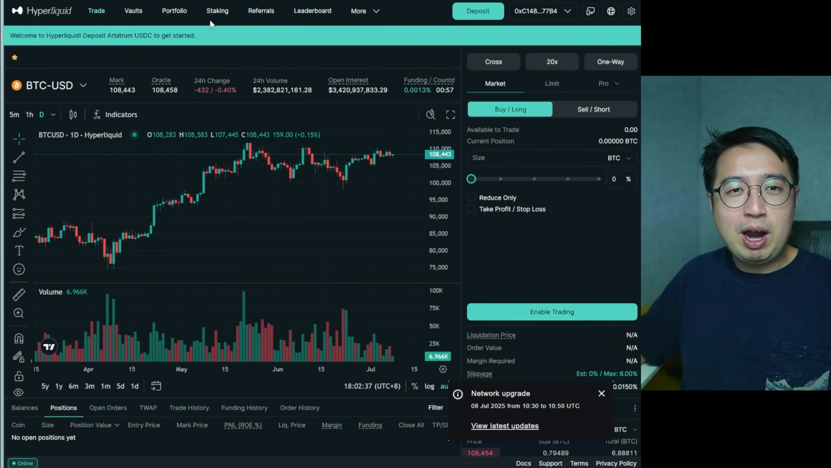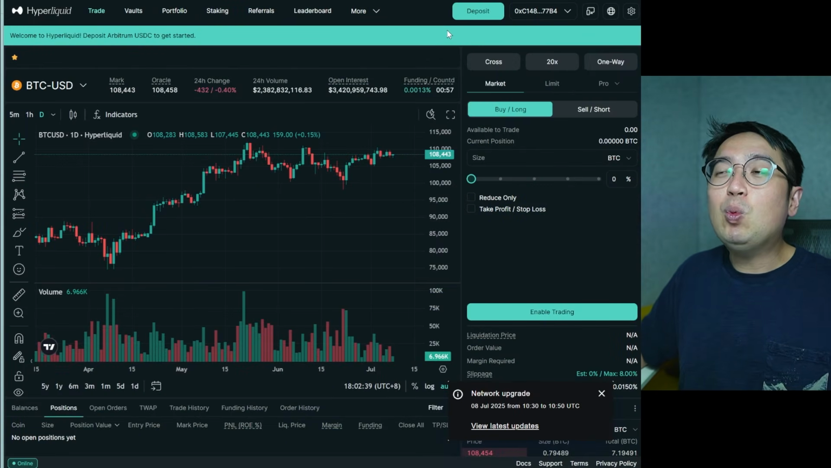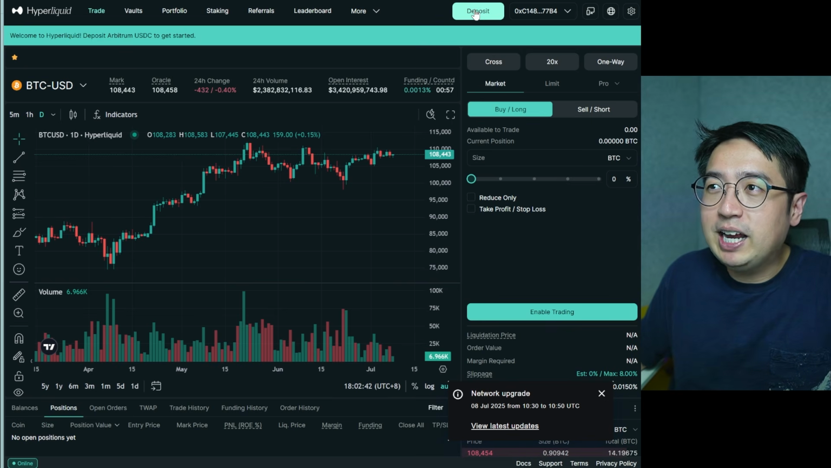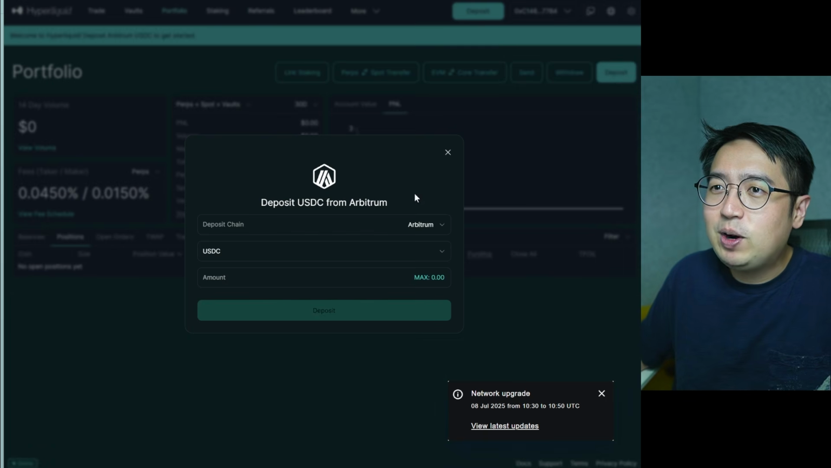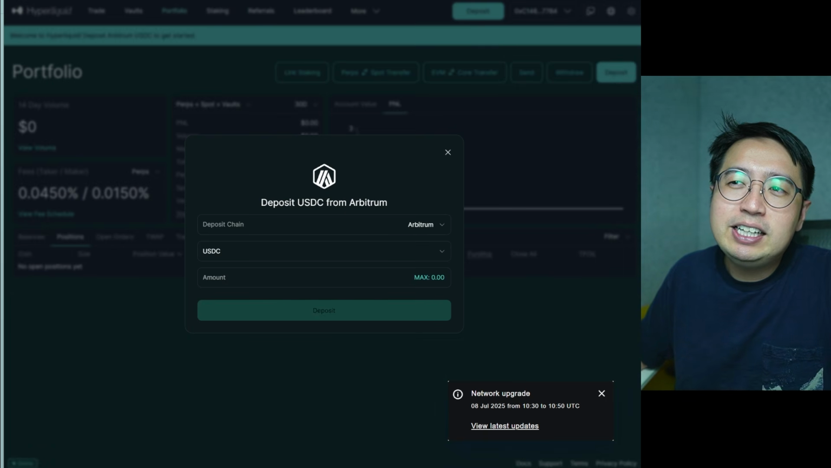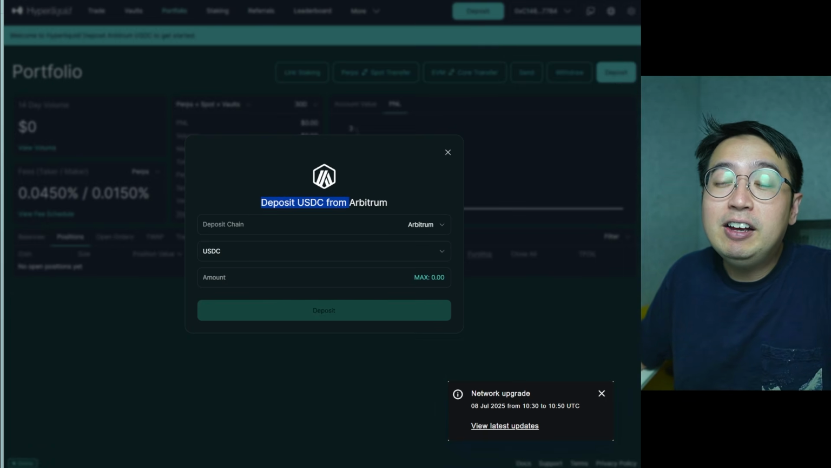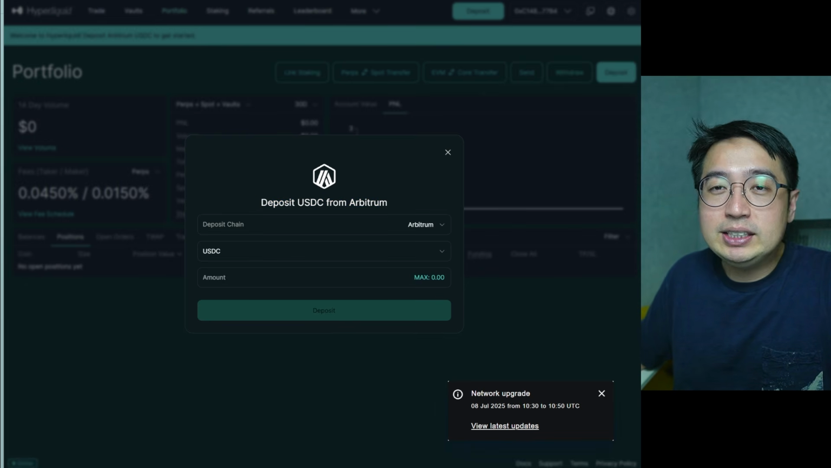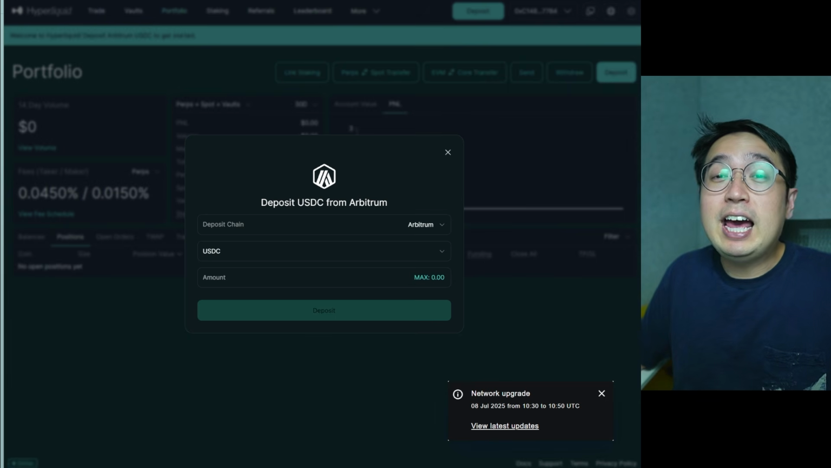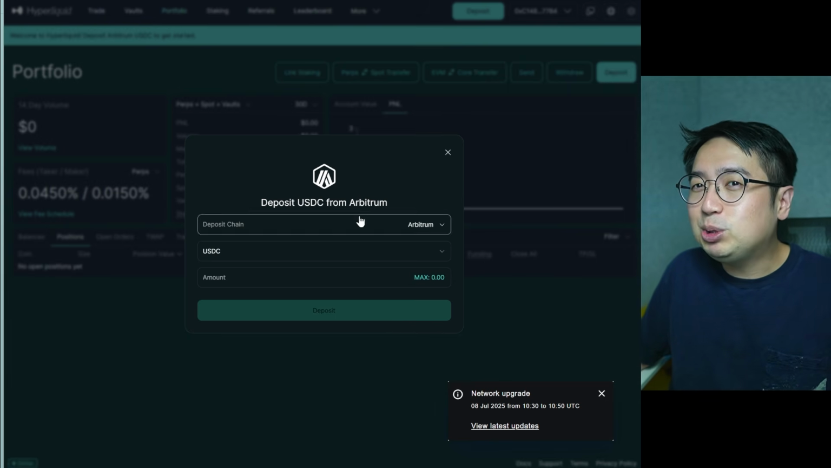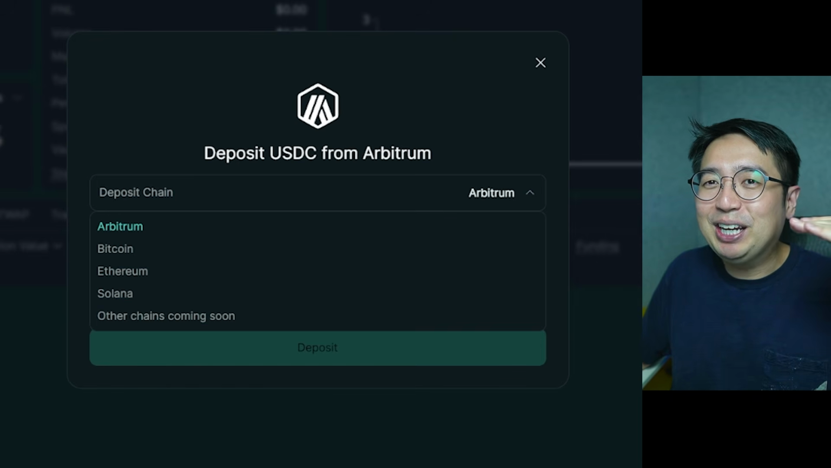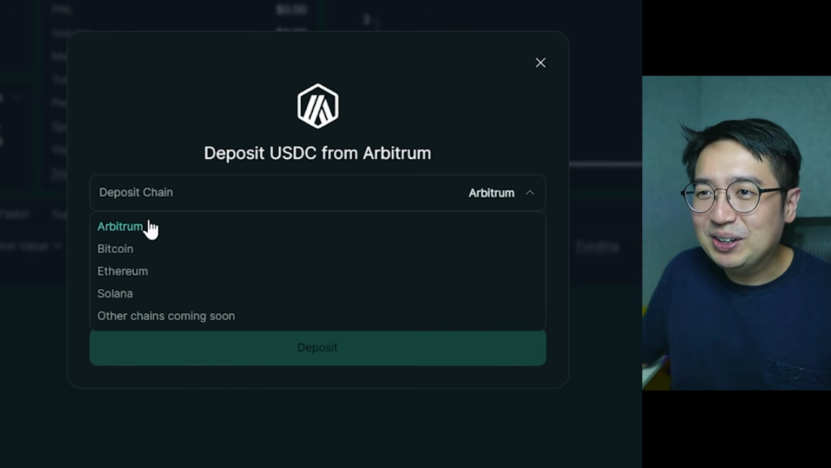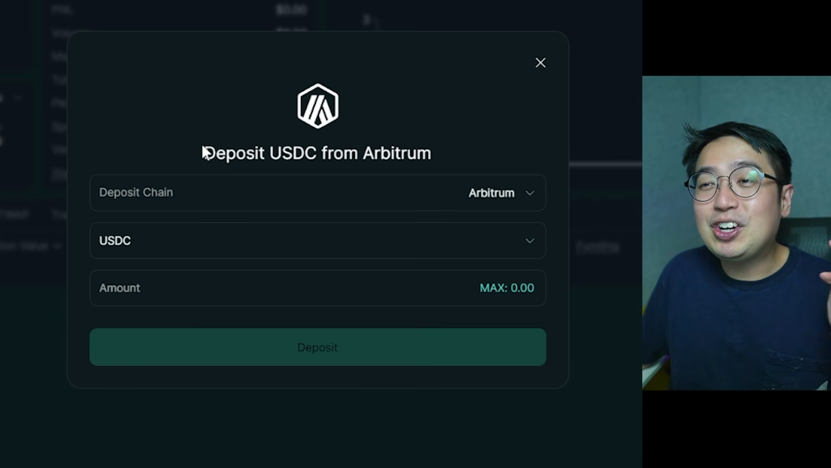So we are using Rabby wallet, that is my EVM wallet of choice, and we could hit deposit at the top here, or if we go into portfolio, we hit deposit at the top right, and you can see by default it says deposit USDC from Arbitrum. Now, Arbitrum is a layer 2 blockchain, USDC is a stablecoin, and that is one of many options that we'll have. So more chains are coming soon, so I'm assuming many in the future, but I don't know when you're watching this video. So the first one we have here is Arbitrum.